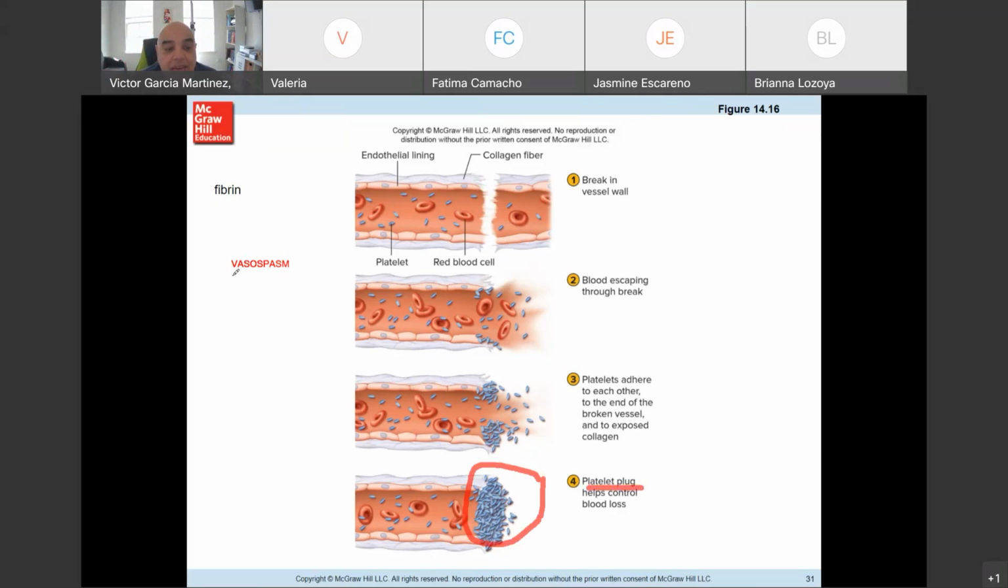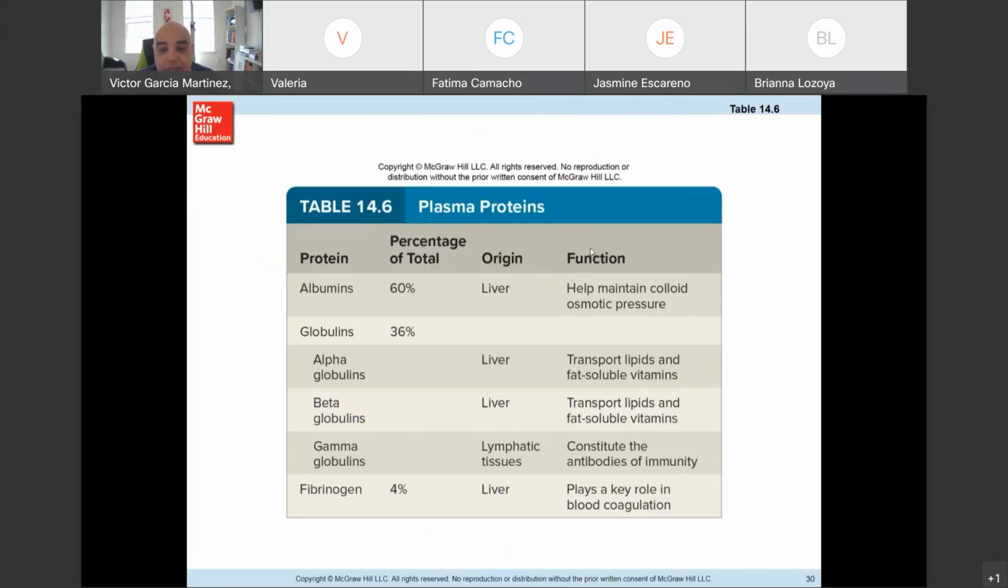First of all, we're going to have vasospasm. And then we're going to have a platelet plug. This is going to be controlling our blood loss. Finally, we have a third step here. And you remember, I told you fibrinogen is the protein for blood clotting.